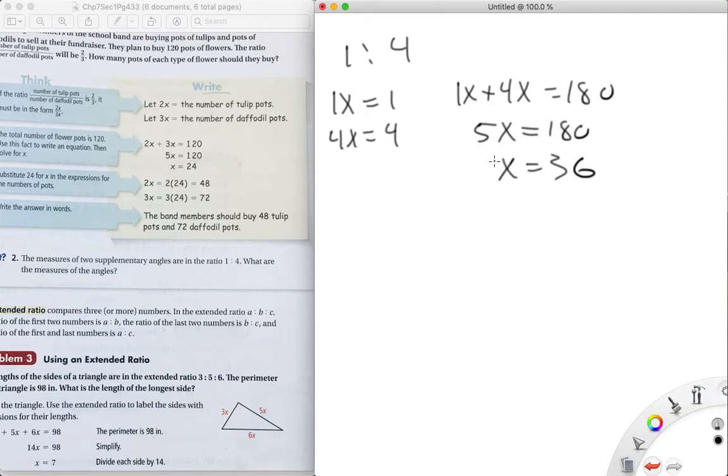Alright, so then the ratio of these two angles is going to be 1 times 36 and 4 times 36. So that's going to be 36. That's one angle. So one angle is 36 degrees, and then the other angle is going to be 144 degrees. And when you add those guys up, 36 and 144, you should get 180, and you do.